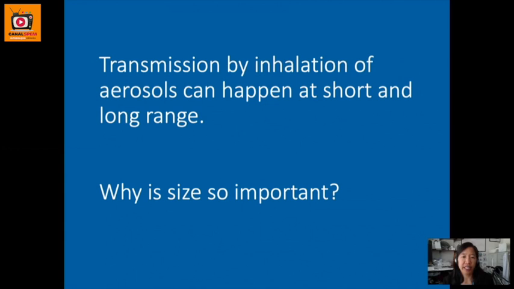So I have shown that transmission by inhalation of aerosols can happen at both short and long range. And now we'll talk about why size is so important.